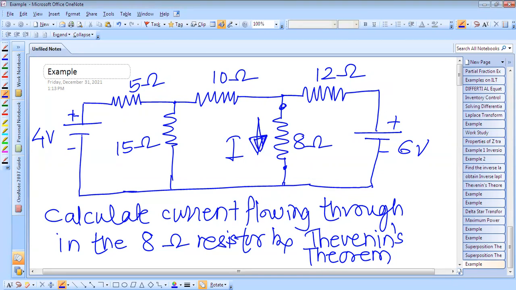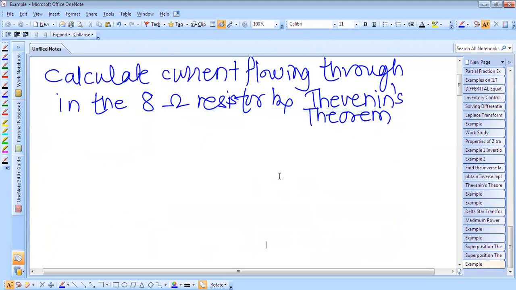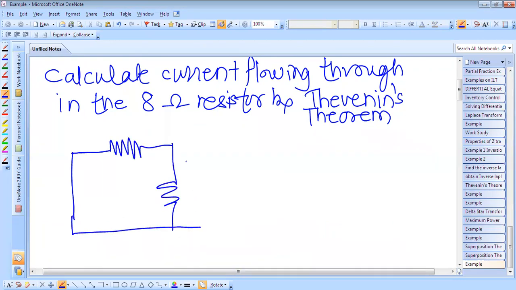Whenever we find the current flowing through any branch by using Thevenin's theorem, we have to open that resistor. Suppose now we have to find the current flowing through this 8 ohm resistor. We have to open this resistor and find the Thevenin's equivalent resistance, and we have to replace the voltage source by a short circuit, or by its internal resistance, but there is no internal resistance here. Therefore, we can.